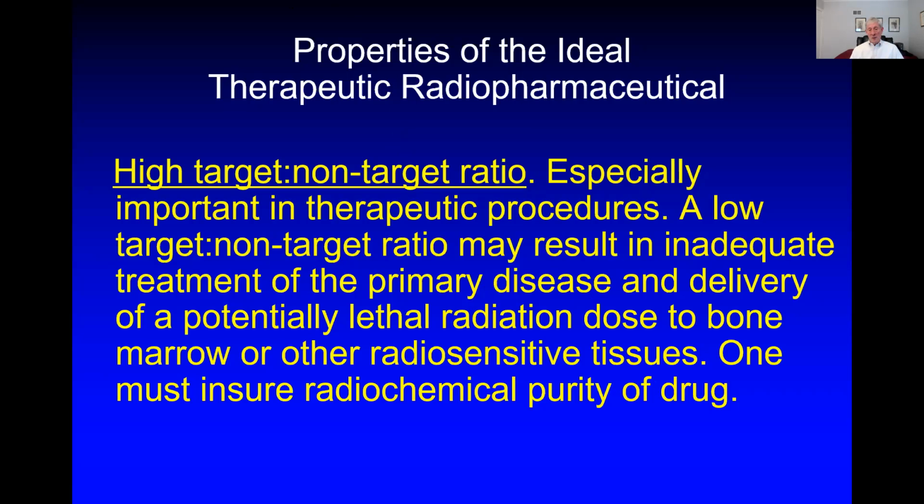And in fact, one of the things we have to make sure of, look at the last sentence here, we have to make sure that the therapeutic drug is in the right radiochemical form so that it will go to the right place. So it is very important to have that very high target to non-target ratio. We want it to be a big number, like 25 or 50 to 1. Now, those are the properties of the ideal therapeutic.